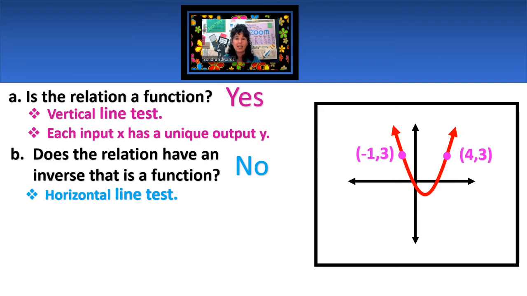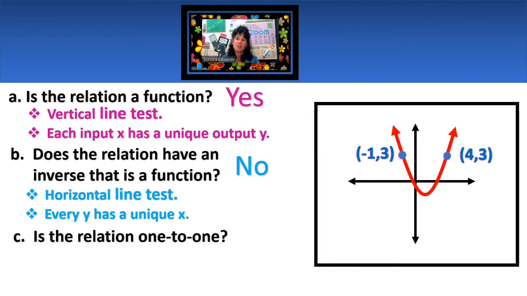A second way to determine the answer to this question is, does every y have a unique x? Well, these same points we looked at a minute ago, notice that we have 2 y values that are exactly the same. So every y does not have a unique x. So no, our inverse is not going to be a function.